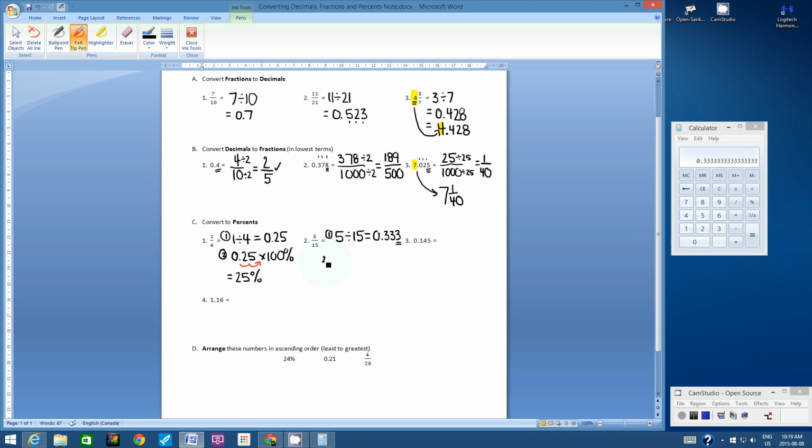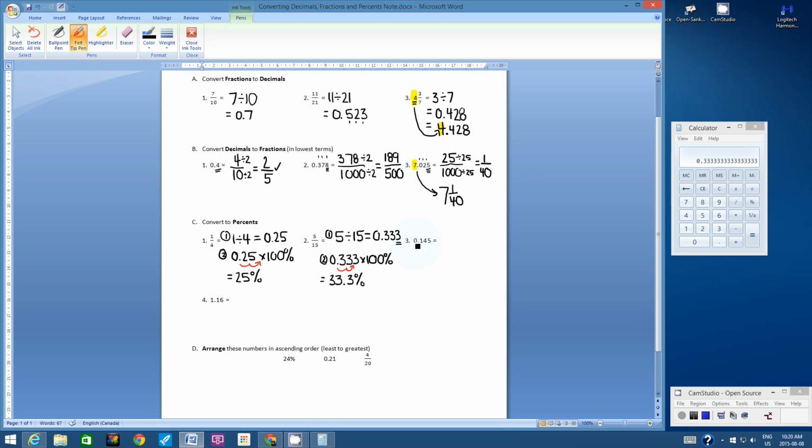Okay, step 2. We take our new decimal answer, 0.333, and then we multiply it by 100%. Remember, fraction means 100%. So all we have to do is move the decimal place 2 places to the right, right there. Okay, so what is our final answer? Hopefully you got 33.3%.